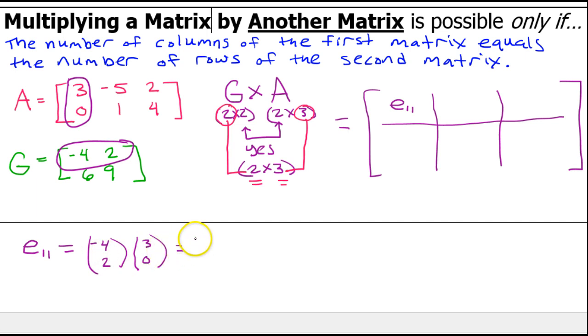So that's going to give me negative 12 and 0. Then I'm going to add those numbers together, and I get negative 12. So guess what? That is the value of this element. Element 1, 1 is the number negative 12.